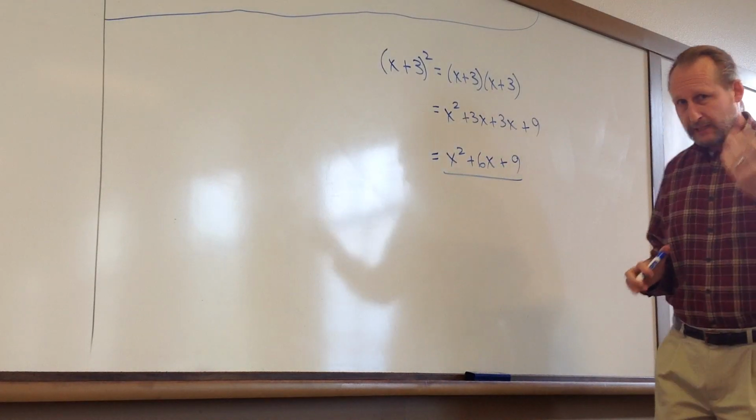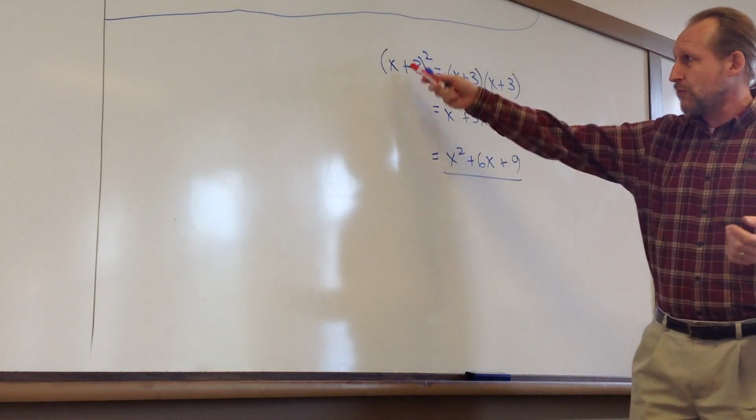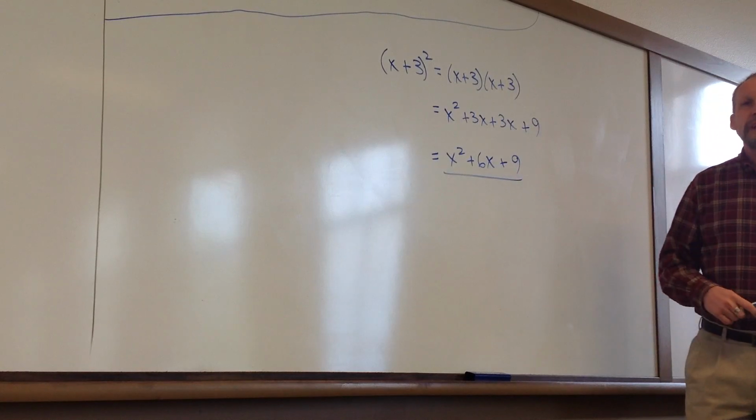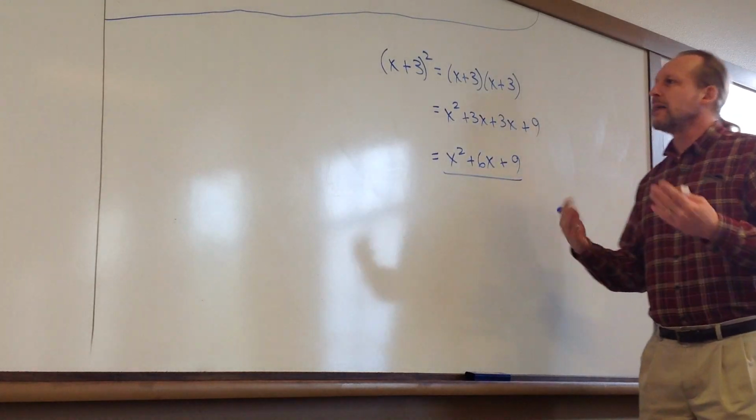The most common mistake that people make here is they think that you can just square each of these terms and get x squared plus 9, but you can see we've got this middle term, the 6x, and that's really important to understand.